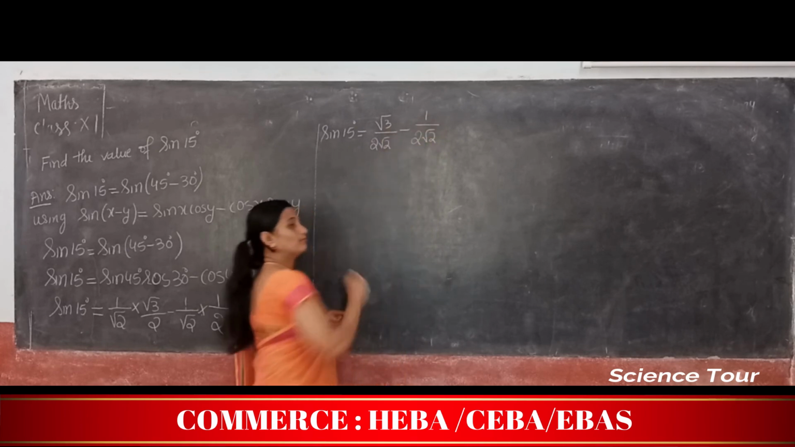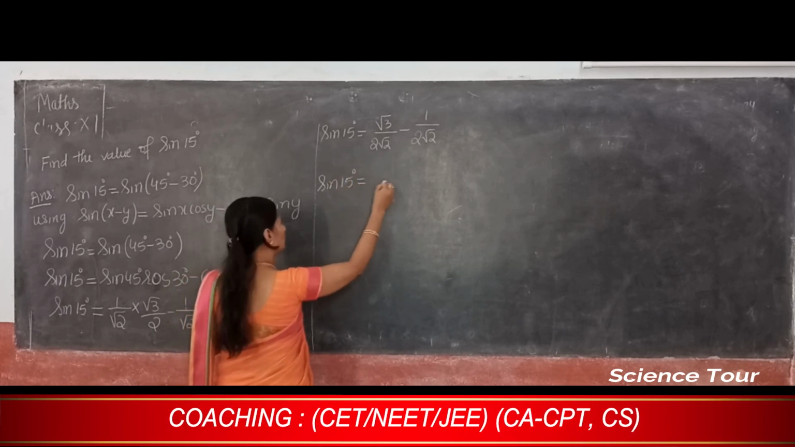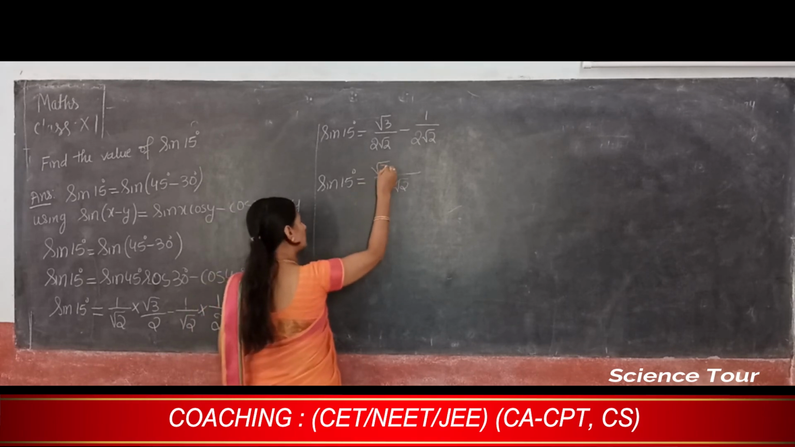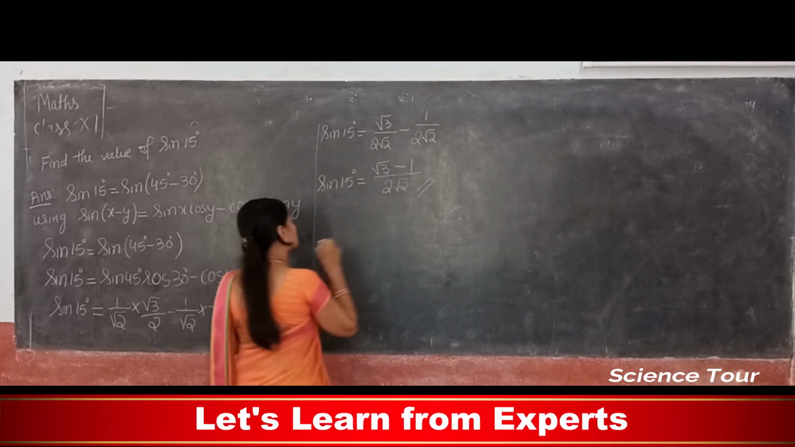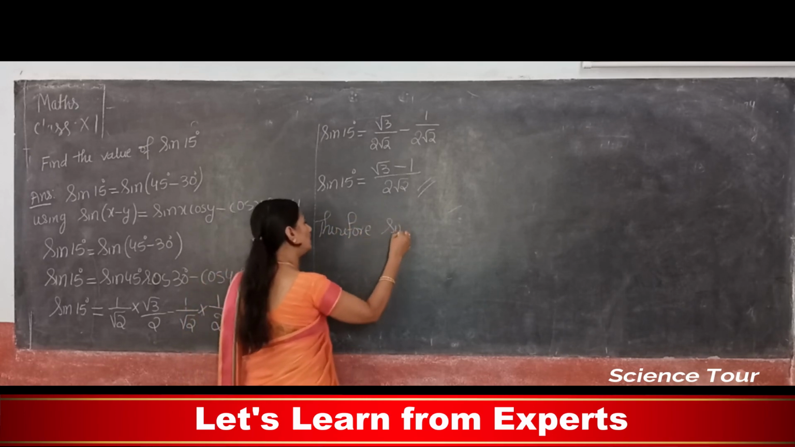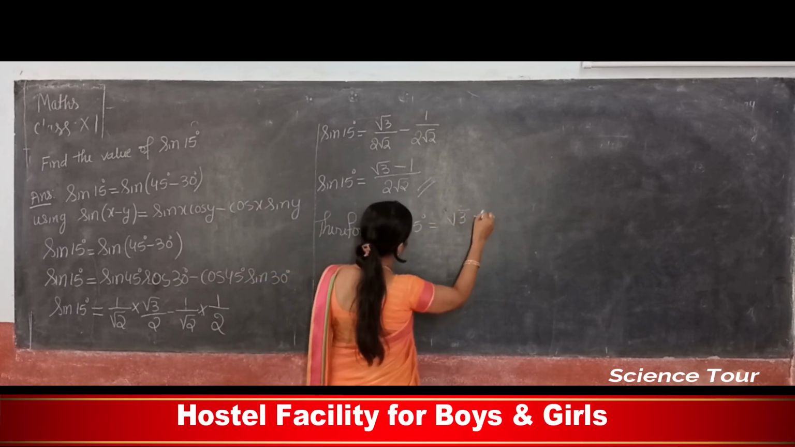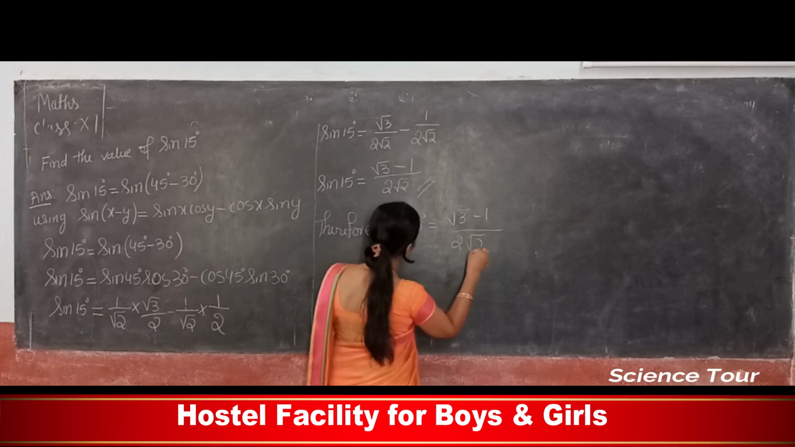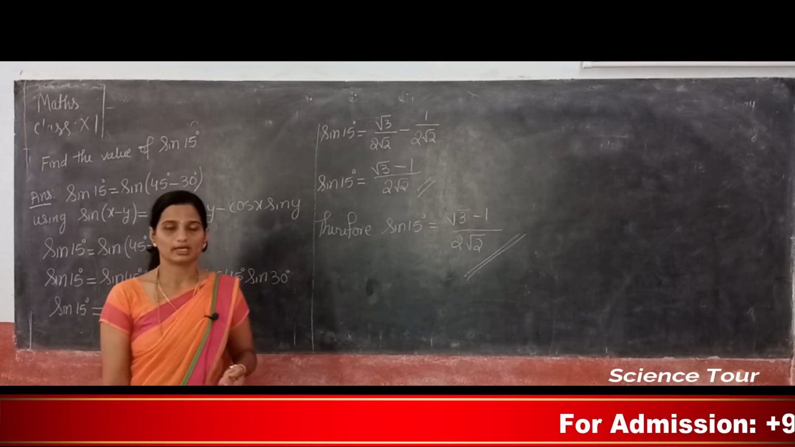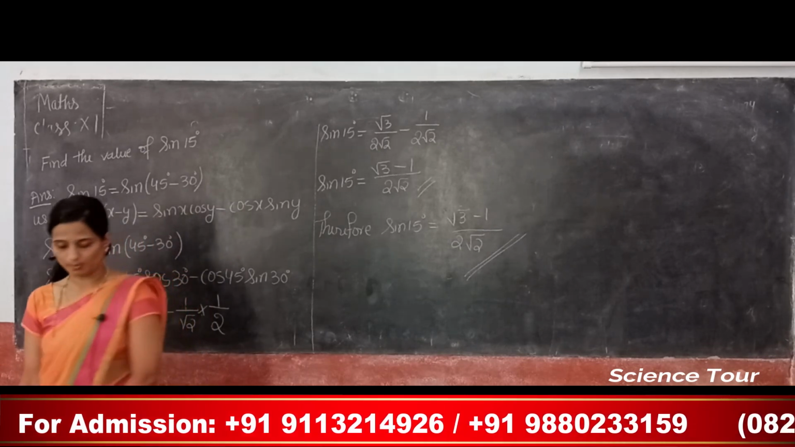Now how to simplify these two? By taking the LCM. So sin 15 degrees is equal to, with 2 root 2 as the LCM, the numerator part is root 3 minus 1. So therefore the value of sin 15 degrees is root 3 minus 1 divided by 2 root 2. So this is an important question for 2 marks.